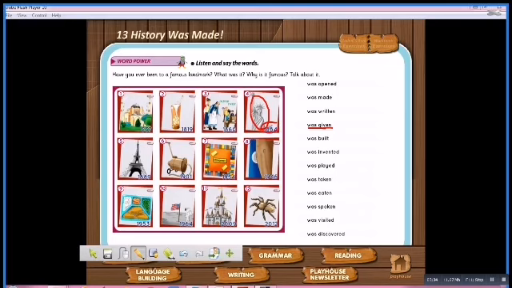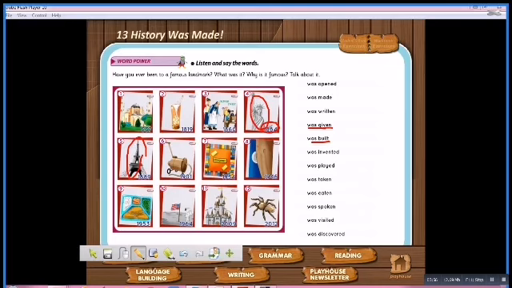Number 5. Was built. بنية. This is Eiffel Tower. Eiffel Tower. برج إيفل. Okay. Eiffel Tower was built in 1889. Was built. بنية. Okay.